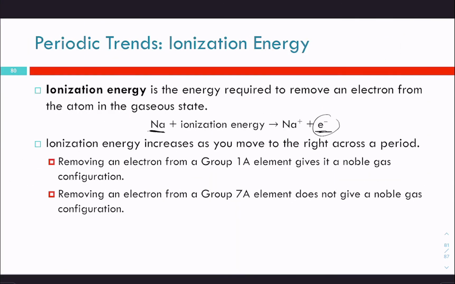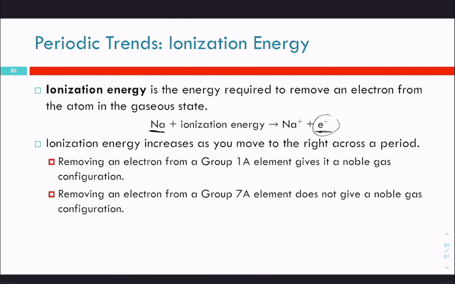So if you think about this, do you think it's easier to remove an electron from sodium or from chlorine? Why would it be easier to remove an electron from sodium? Because it wants to lose an electron to be like a noble gas. Yes, exactly. But chlorine wants to gain one more electron to be like a noble gas. So it's going to fight you really hard if you try to steal one more of its electrons, because then it'll be 2 away.